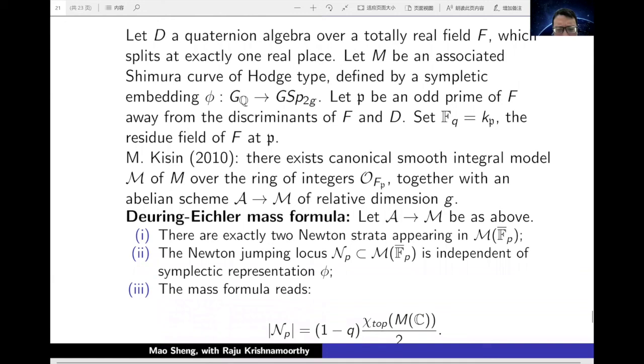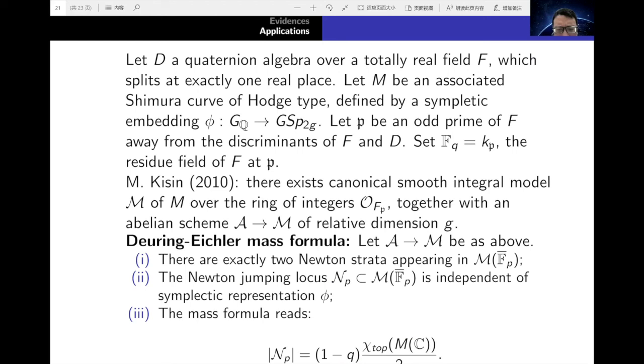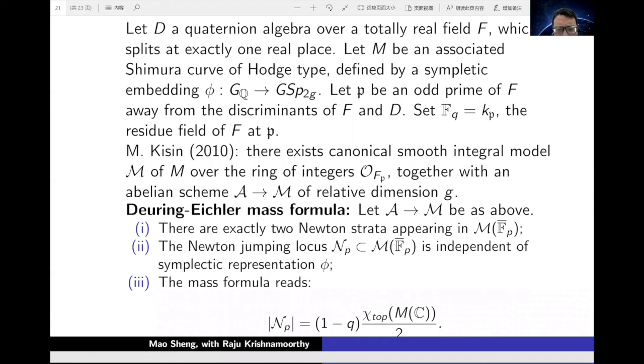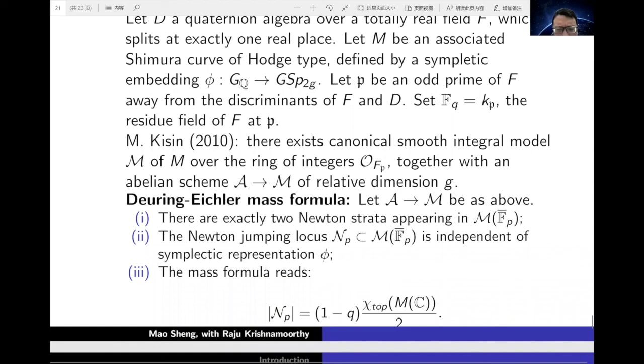So it follows. This is about Shimura curves. You start with some quaternion algebra over a totally real field F, and since I'm talking about curves, I just require this to split at one place, and you get this Shimura datum. Using Kisin's work, you also get the integral model together with a universal family of abelian schemes. And then it's meaningful to study this reduction at P, at a good P.